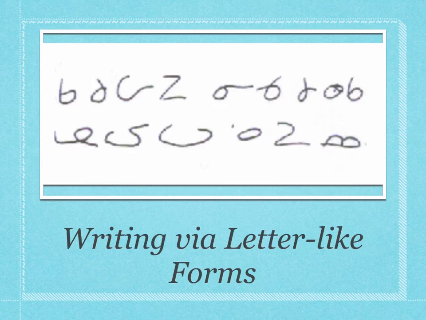After writing via scribbling, we often see children start experimenting with letter-like forms, and here you're seeing an example of some of those letter-like forms. The most salient elements of the printed English language are straight lines and circles, so we're beginning to see some of those shapes really pop out in children's writing.